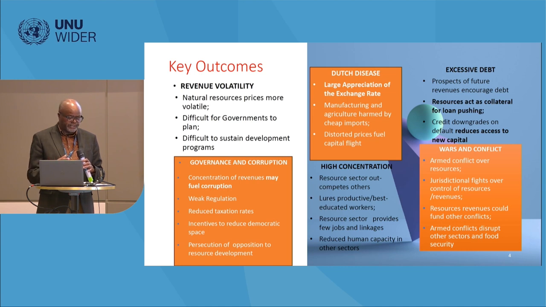The main thing, especially in the context of today's discussion, is revenue volatility. When a country depends so much on natural resources, its fiscal status is very volatile. In times of plenty, they have higher resources. In times of difficulty, the revenue collapses. And if there are no alternative sectors to replenish what is being lost, you find that there is a tendency for countries to go into high levels of borrowing and deficit financing. The other issue is governance and corruption.